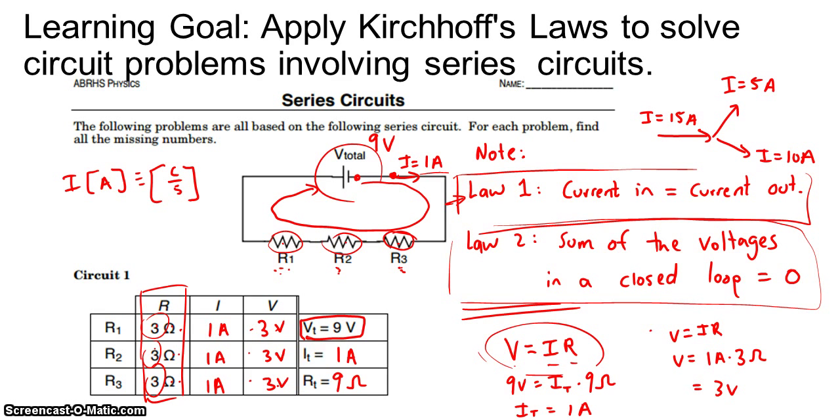But we would know, based off of the second law, that these three numbers would have to add up to 9. So you can always do a check that way. Do these three numbers add up to 9? Yes. Okay, we did this correctly. So we're going to look at one more problem.